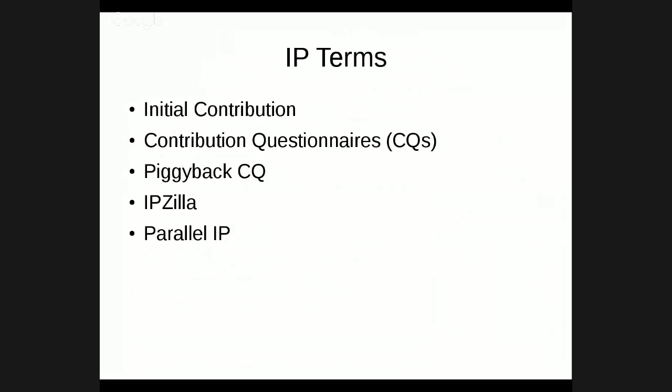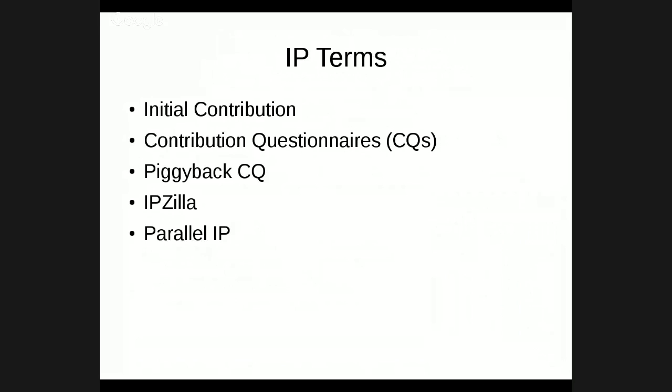The piggyback CQ is a contribution questionnaire to use a library that's previously been approved. This is just a way of annotating that we already have seen this library, and that approval should go fairly quickly. IPzilla is what we call our IP tracking system. As I mentioned earlier, it's a modified version of Bugzilla.